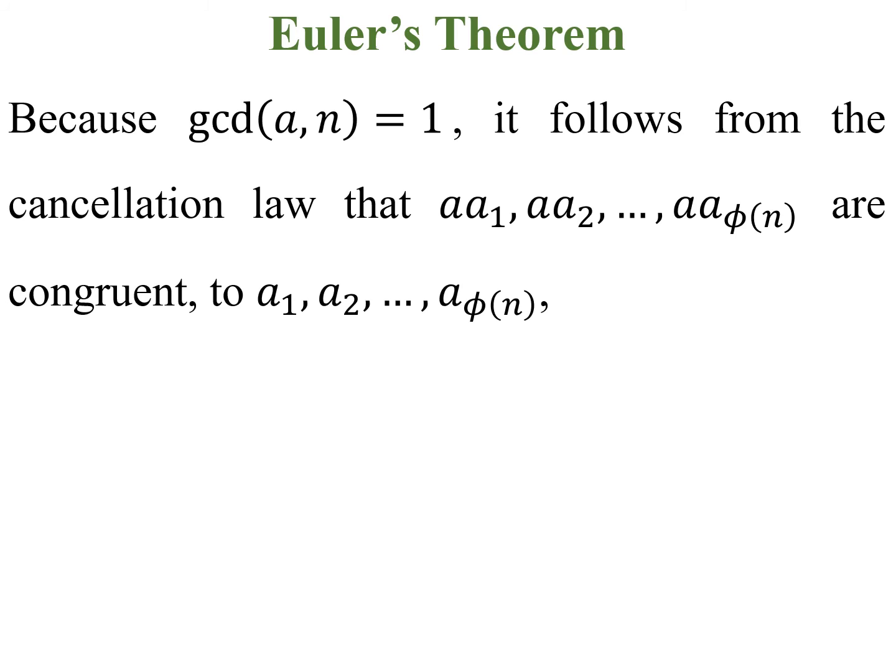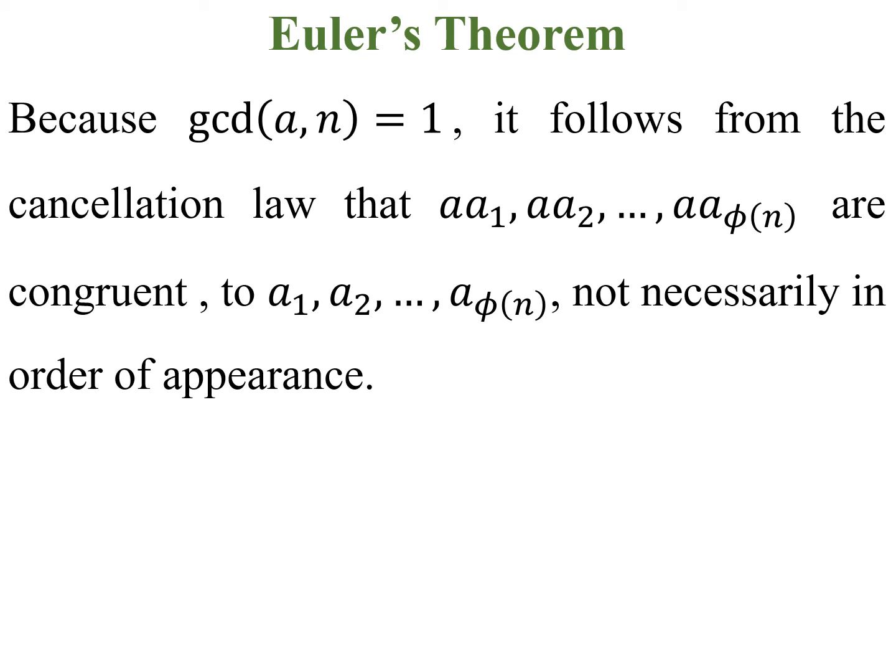So by cancellation law it follows that these are congruent to a1, a2, up to a phi n in some order, not necessarily in the order of appearance. It is not necessary that a into a1 is congruent to a1, a into a2 is congruent to a2, a into a3 is congruent to a3, but a into a1 must be congruent to exactly one of these. A into a2 must be congruent to exactly one of these in this way.